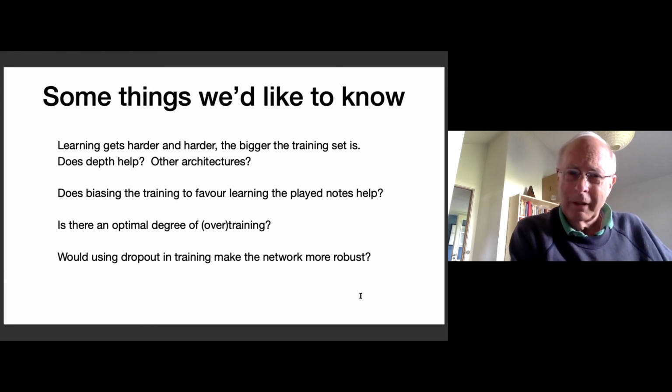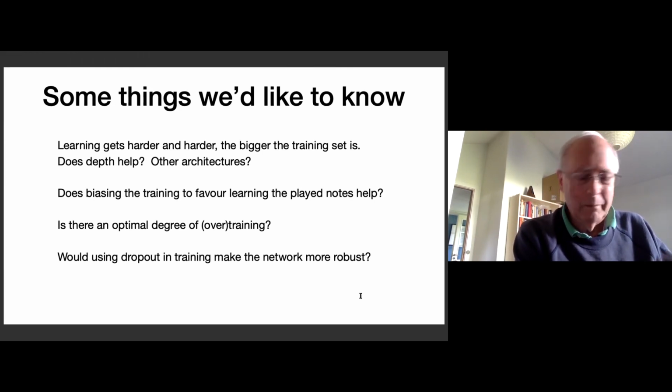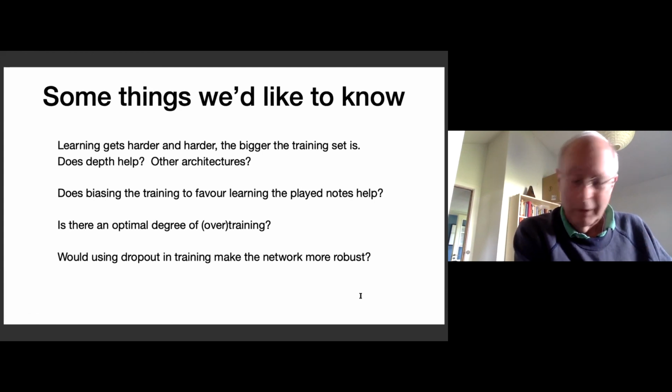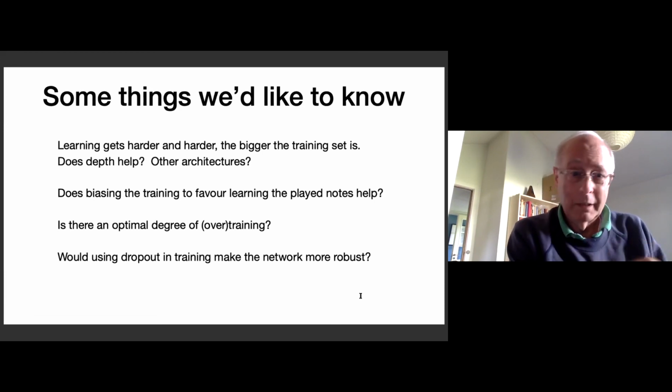Another thing is, if you look at the errors that it makes, even when it's getting this really low negative log likelihood, it's getting more errors on the keys that you want to play than on the ones that you don't. So you can bias the training to learn stronger on the notes you want to play. And there's some indication that may help. And one of the recordings I was going to show you was generated that way, but I don't have time for it.